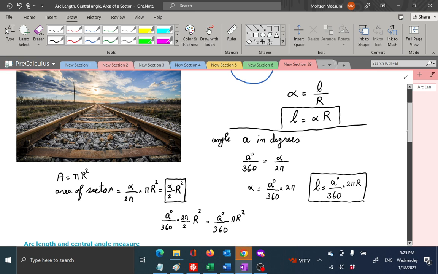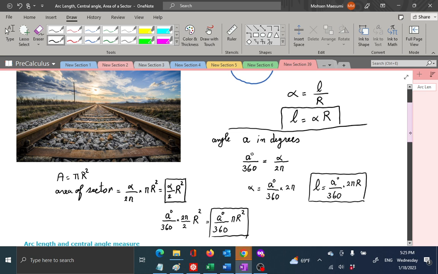A in degrees divided by 360, that's the fraction of a circle. Pi r squared is the area of the circle. Fraction times the area of the entire circle is going to be the area of the sector that we have in mind. So again, if you have alpha in radians, half of that times r squared. If the angle is given in degrees, divided by 360, that's going to be the fraction of the circle, then multiply by pi r squared, and that's going to be the area of the sector.